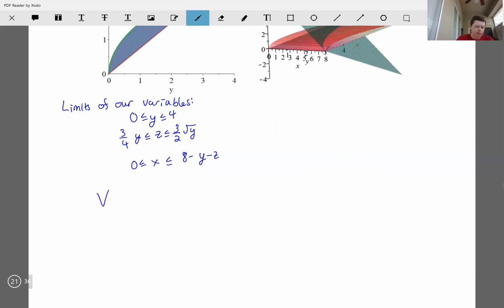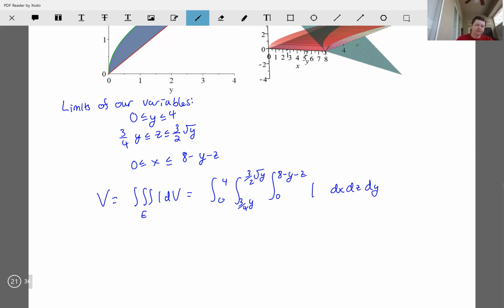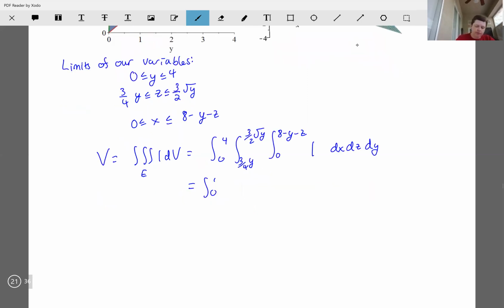So our volume is the triple integral of 1, right? So we're going to have the integral from 0 to 4, the integral from 3/4 y to 3/2 square root of y, and the integral from 0 to 8 minus y minus z of, well, 1. Now let's see, we've got dx, dz, dy. Okay, so that's going to give me the integral from 0 to 4, integral from 3/4 y to 3/2 root y of, let's see, we have going to z, and evaluate at the limits.